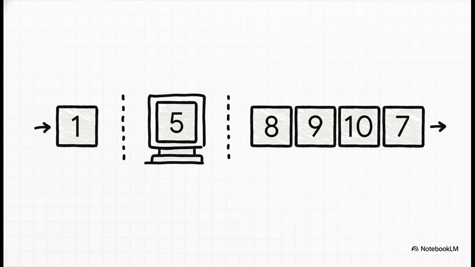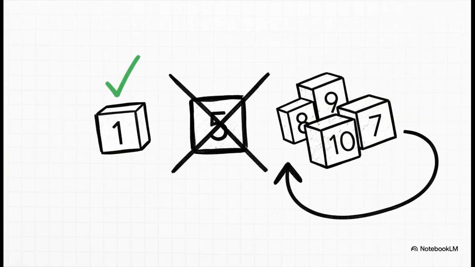It will never have to move again. And now we see the divide and conquer part kick in. The algorithm looks at the 2 new subarrays it created. The one on the left, which is just the number 1, well, it's already sorted. But that subarray on the right, the 8, 9, 10, 7, is still a mess.